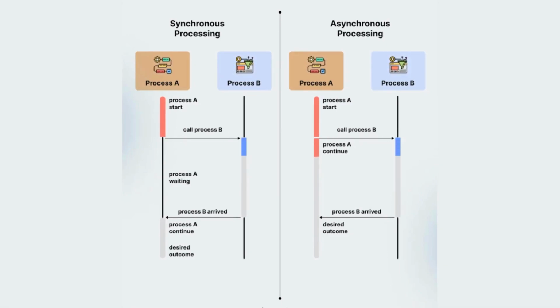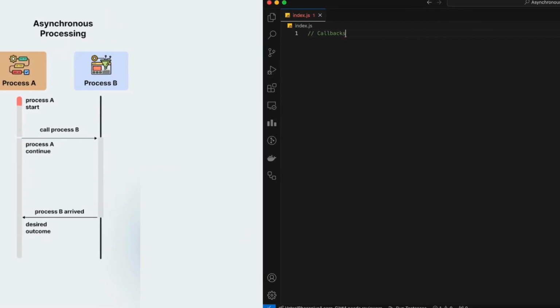Synchronous code executes in a sequential manner, one operation at a time. Asynchronous code allows operations to run in parallel, without blocking the main thread. JavaScript is traditionally single-threaded, but asynchronous operations are essential for building responsive and efficient web applications.